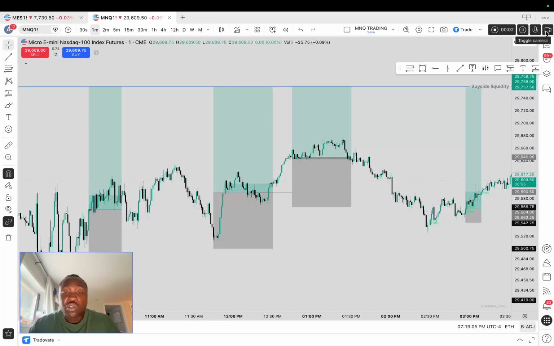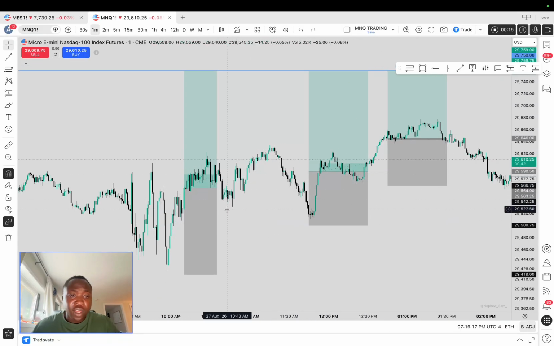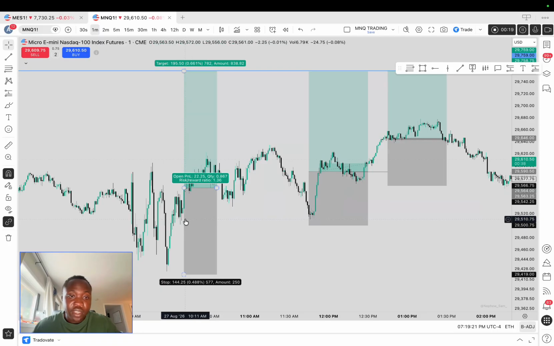Today I took two trades on NQ. We're going to go over why I entered on the trades and my reasoning for being bullish today. So coming in today, I was looking for longs. So my first entry presented itself here at 11 past 10.